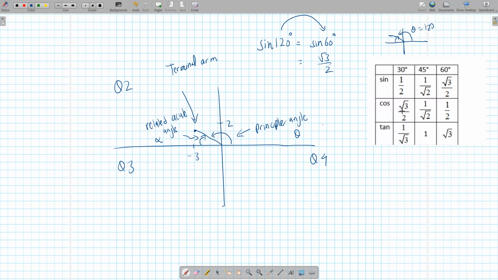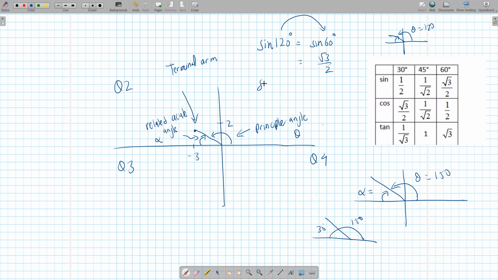Here, let's try another one. 150. So let's say this theta, our principal angle is 150. What is going to be our acute angle? Well, it's going to be 30, no? Because the whole thing is 180. Straight line is a 180, yeah? Straight line is 180. So if this is 150, this must be 30, right?